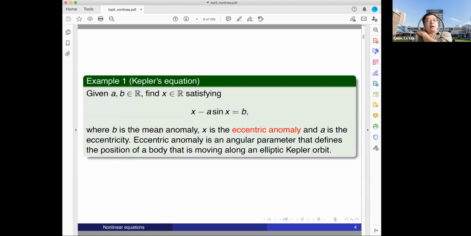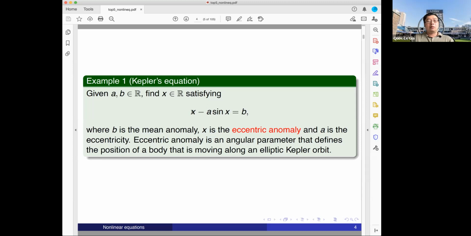So now let me introduce the very first nonlinear equation, which was proposed by Kepler a long time ago, maybe 400 years ago. He came up with this equation when he tried to observe the sky. If you study physics, there's Kepler's law, right? It's about the motion of a body in space, and he came up with this equation.